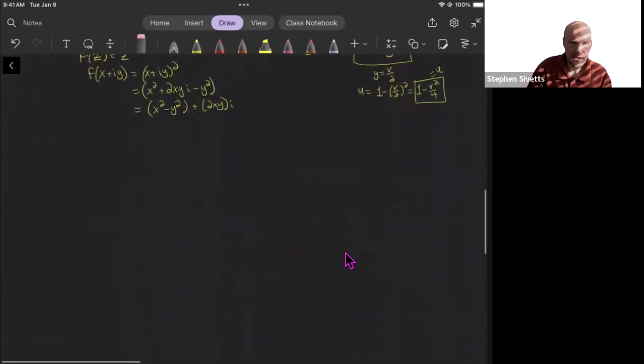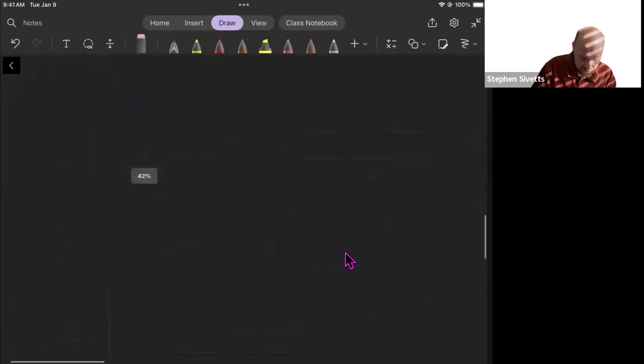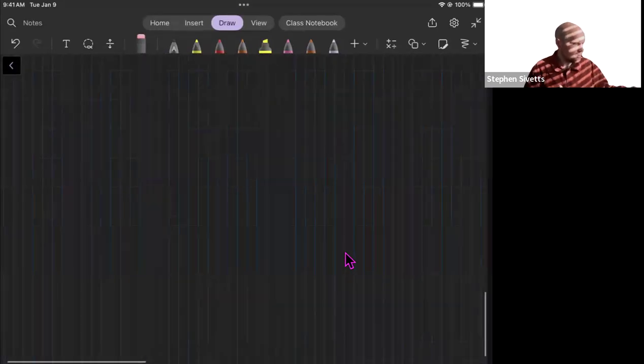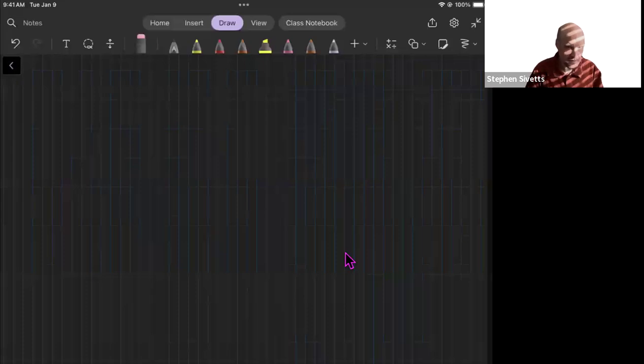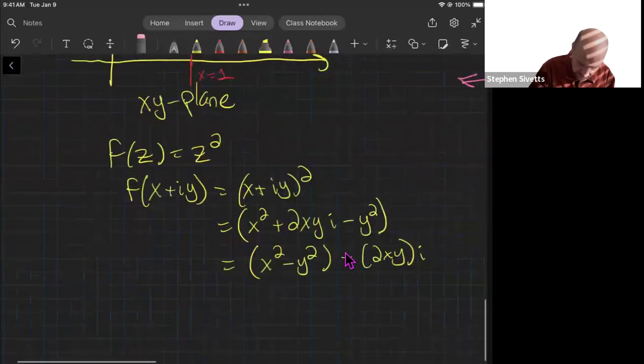Okay, so hopefully that made sense. What I'm going to go over next is different parametric curves of complex numbers.